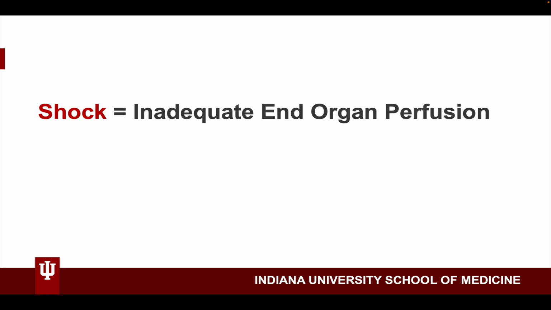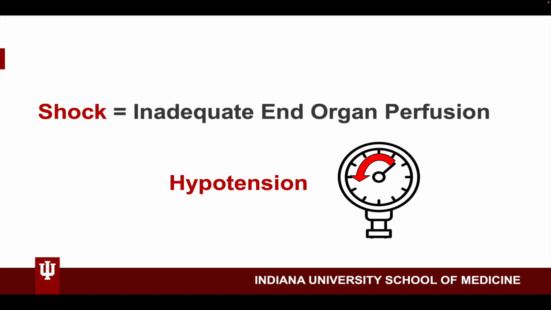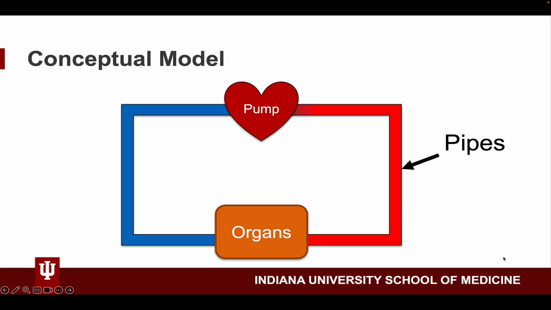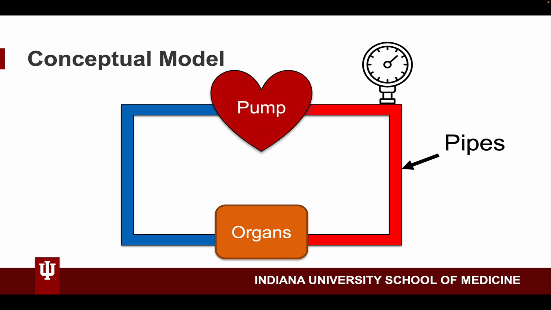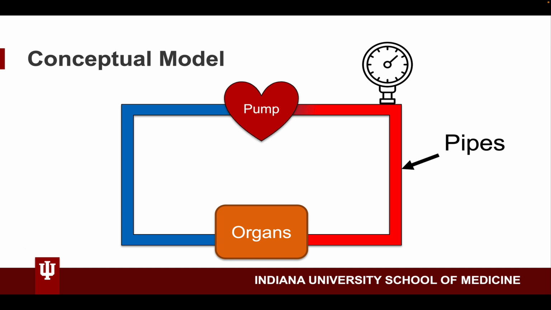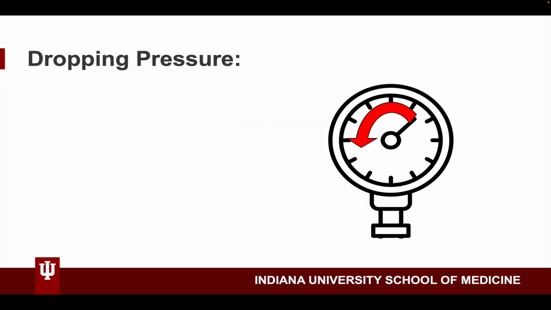So first off, it's important to define shock. Shock is inadequate end organ perfusion. However, the way that we generally assess this in the clinical setting is by hypotension. Next, let's talk about our conceptual model. In the body, we have a pump. We have pipes that deliver blood to organs, and we can measure the pressure in the system. As the heart pumps, it generates pressure that then moves the fluid forward through the organs and then back to the pump again.